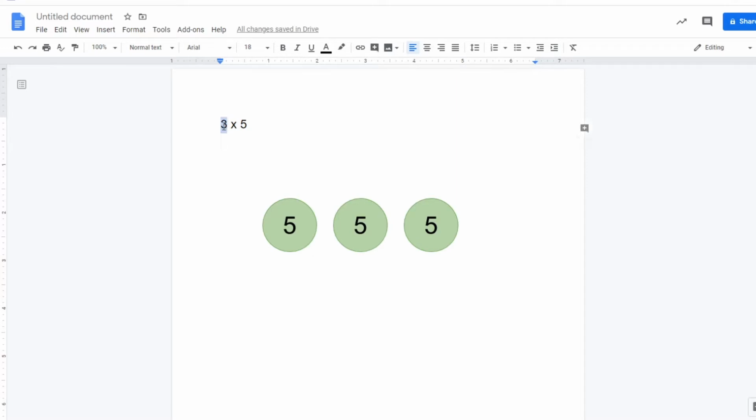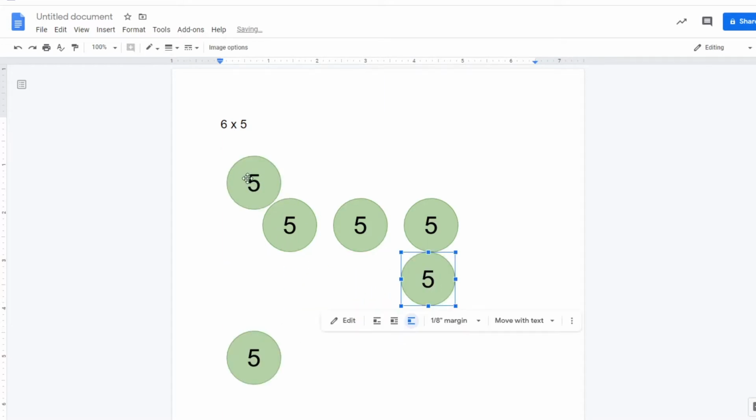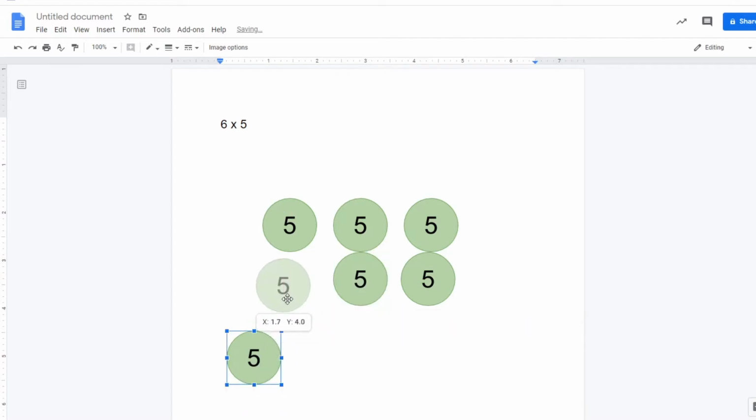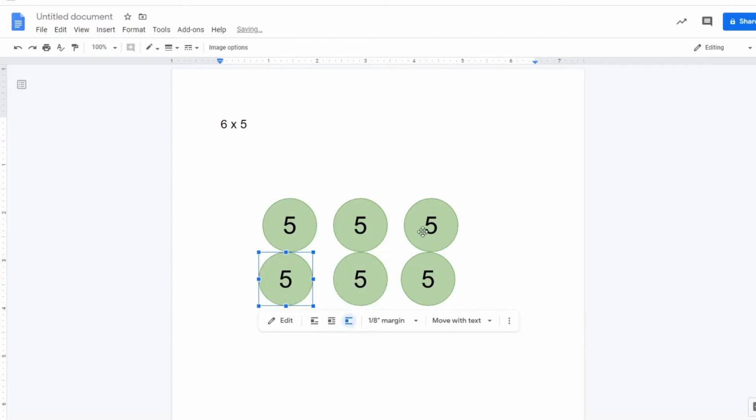Now if I change this to, let's say 6 times 5, then all I would need to do is have 6 5s, right? So this would be 6 times 5, 5 plus 5 plus 5 plus 5 plus 5 plus 5 gives you 30. So that's one way to think of multiplication.